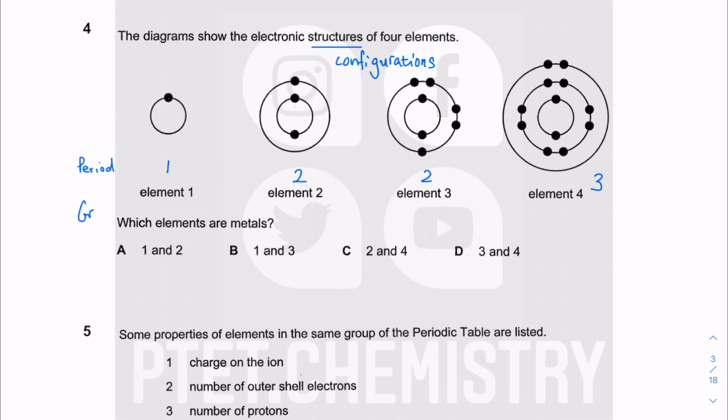And now in terms of group number, the next bit of the syllabus, straight after the period and the group, in atomic structure of the 5070 for the 2023 syllabus, it says group number. Candidates should be able to state that group number is the number of valence electrons, meaning the number of electrons in the outermost shell. This is the only shell, this is the outermost shell, there's only one electron. This is the first shell, this second shell is the outermost shell, the valence shell, there's only one electron in there.